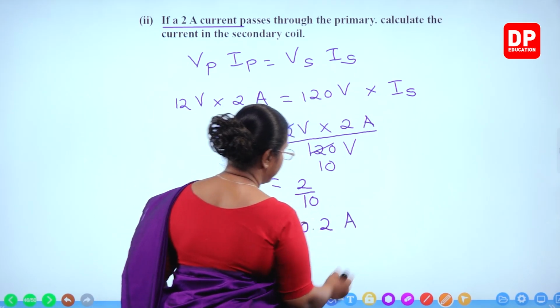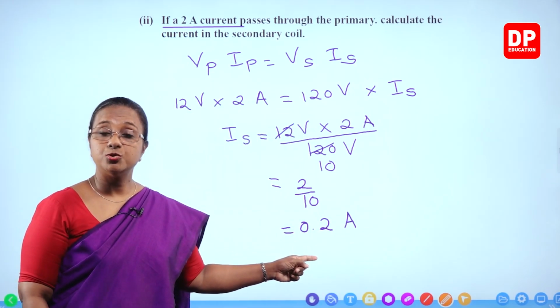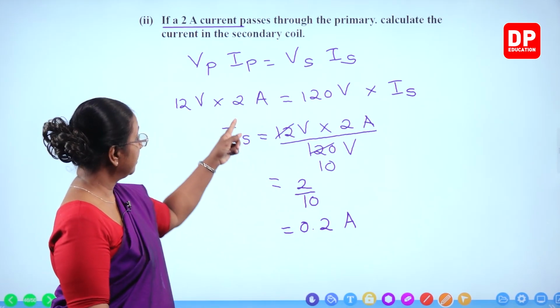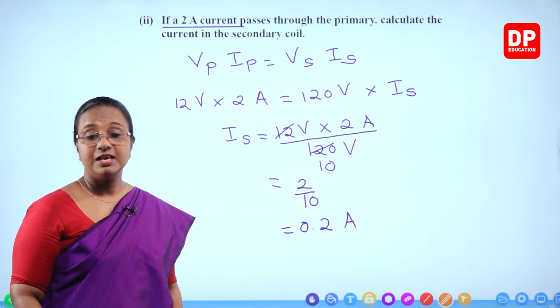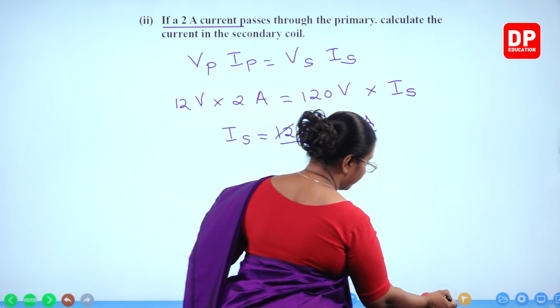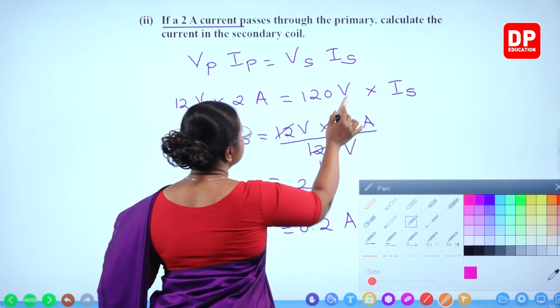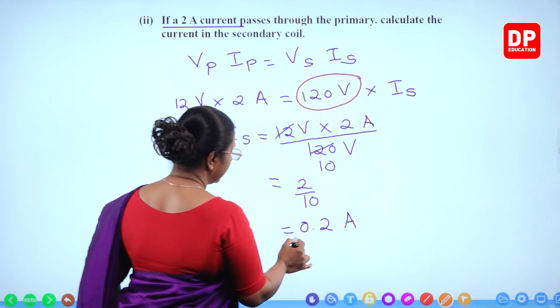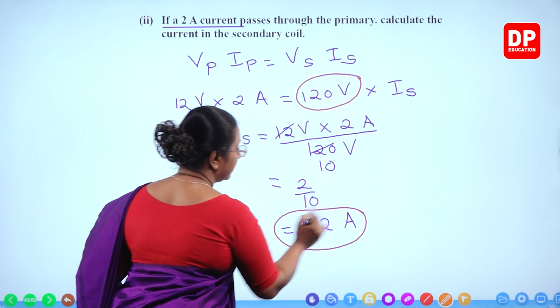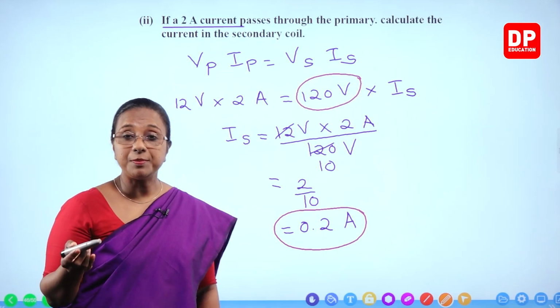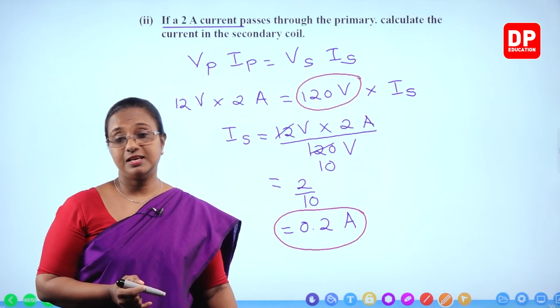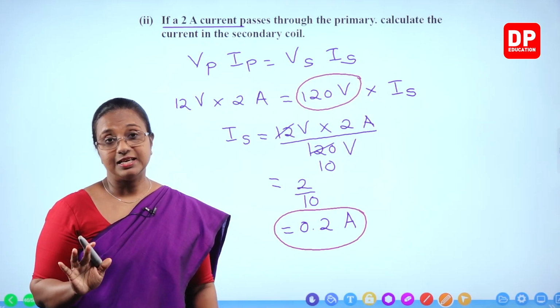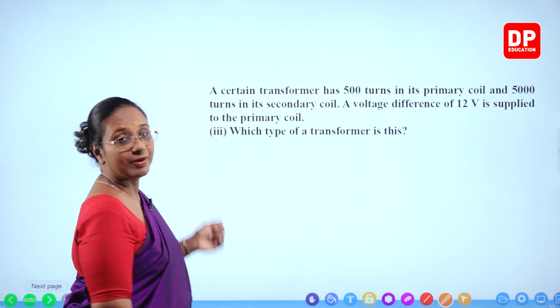0.2 amperes. Now this is what I told you all before. When the potential increases, current decreases. Can you all understand that now? Now here you can see the potential increased, the current decreases. So step up transformer, voltage increases, current decreases. Is that clear?